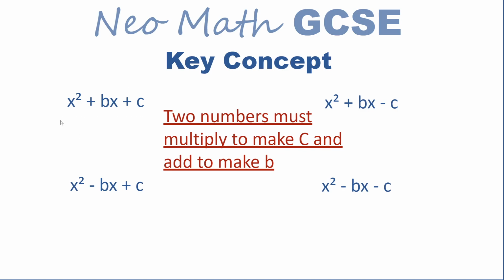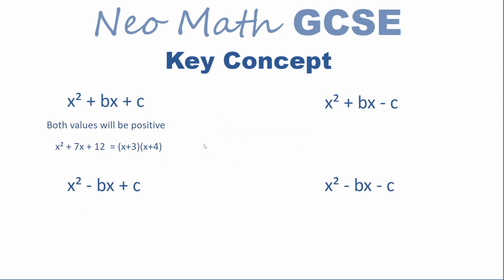So firstly, you should familiarize yourself with the structure of these simple quadratics, and they'll come up like this, this, or this in the exam. So the key concept for this is two numbers must multiply to make your C value here, and they must add to make your B value here, which is the number just in front of x. So in the first example, this number here, 7, represents B, and the number 12 represents C.